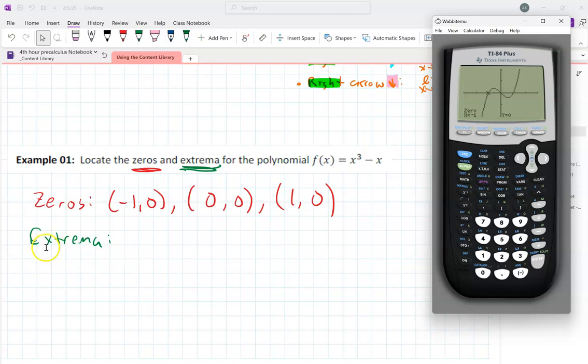Excellent. Next thing we're going to do is find our extrema. If I look, I see I have two extrema. One is a local max, the other is a local min. Let's find that maximum first. To find that maximum, we're going to press second and the trace button.